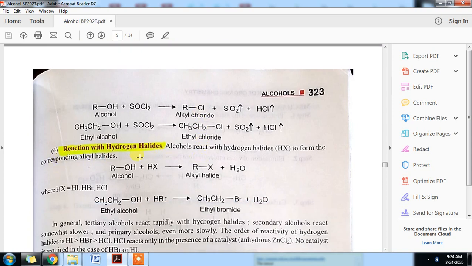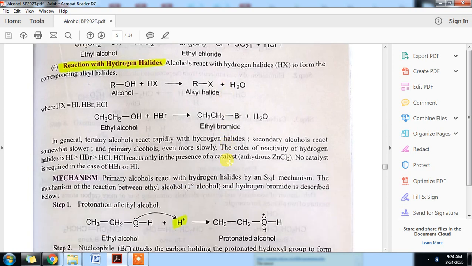Next is the reaction with hydrogen halide. Again, with every source of halogens, if you treat the alcohol, you are going to end up with alkyl halide. You always remember this is nothing but one kind of halogenation reaction seen in alcohol. How you prepare alkyl halide from alcohol is very easy, you have already studied, right?